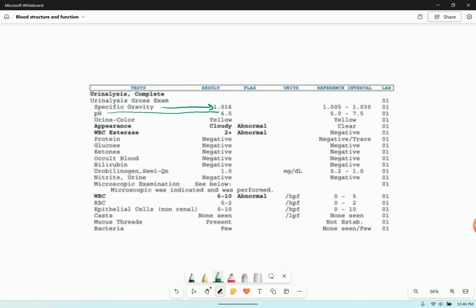Okay, pH. For urine, optimal is 6.5 to 7.5. So we're good here. And here's a little trick that you should know for pH, and that is if the urine sits longer than 5 minutes, the pH starts to change. So it's best to test the urine within 5 minutes. Okay, the color of urine, it should be in the yellow family.